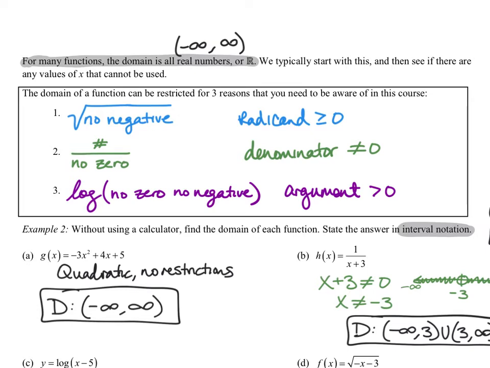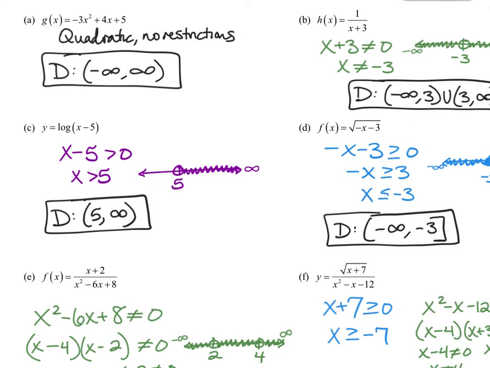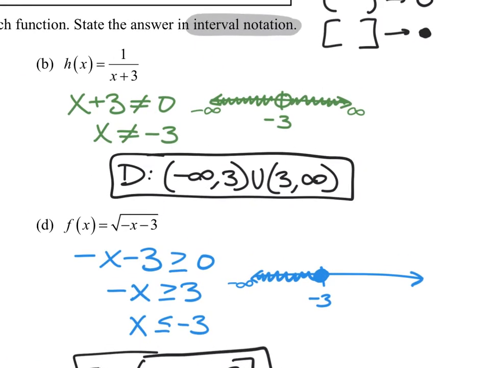Okay, so typical functions, pretty much everything other than a square root, a rational, or a logarithmic function, you're going to be able to answer right away that the domain is all real numbers, like question A. That's a quadratic. It's a squared function. There are no restrictions on a quadratic, so the domain is all real numbers, or we say from negative infinity to infinity.